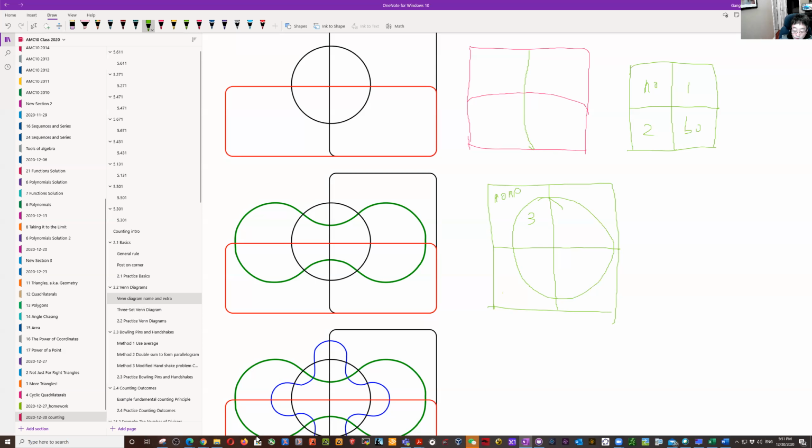This is category 1, category 2. This only belongs to category 1. This only belongs to categories 1 and 3. So 1 and 3. This belongs to 2 and 3. And then this belongs to 1 and 2 and 3.